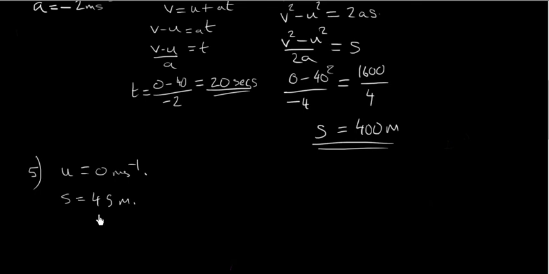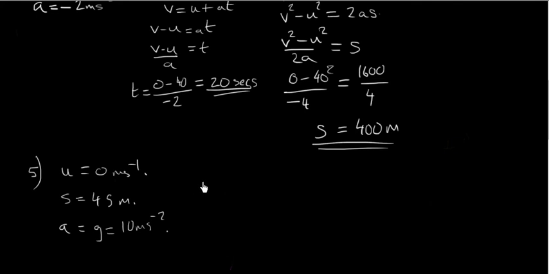And since it's falling under gravity, we also know the acceleration, which is the one that we're missing. We only have two values, but it's falling under gravity. Since there's no air resistance, A is equal to G, which is equal to 10 meters per second squared. And since it's speeding up, G is positive.